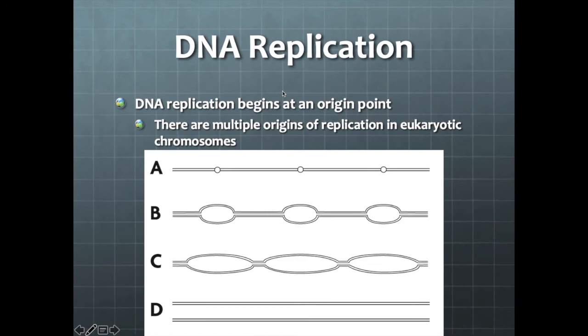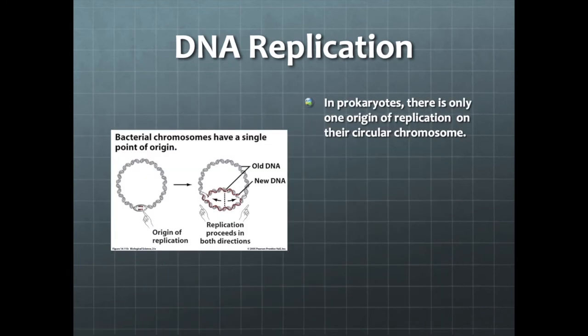So DNA replication begins at origin points. There are multiple origins of replication in eukaryotic cells, because the chromosome is not a circular shape. There is no start and end that come together. And so in order for this to be able to replicate, we have to have multiple origin points across the board in order to separate these strands fully. And in prokaryotes, there's only one origin of replication on their circular chromosome because the start and end are together.